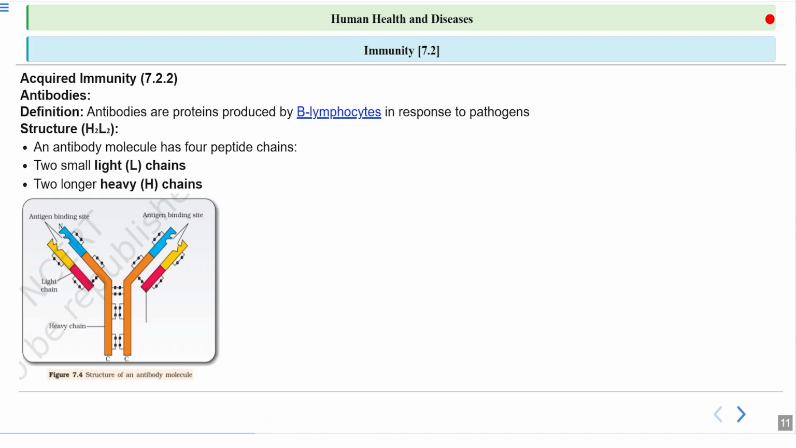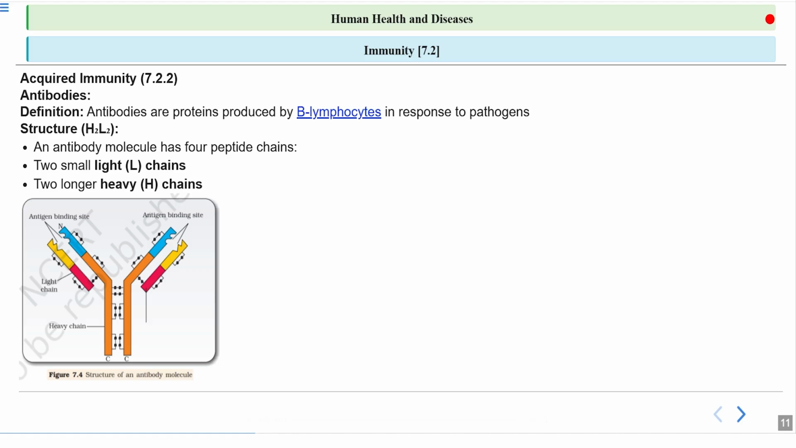So antibodies are Y-shaped proteins crucial for the immune system. They are composed of two identical heavy chains and two identical light chains, and these chains are linked by disulfide bonds. Now the antigen binding sites are at the tips of the Y arms, formed by a variable region of both heavy and light chains. Okay, clear? And they are highly specific for recognizing and binding to the antigens.